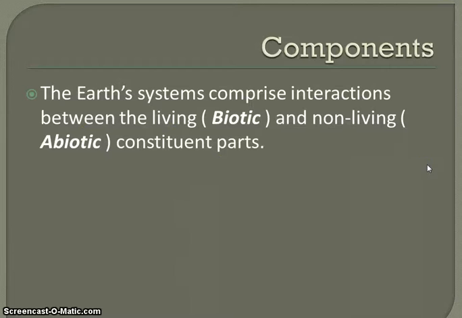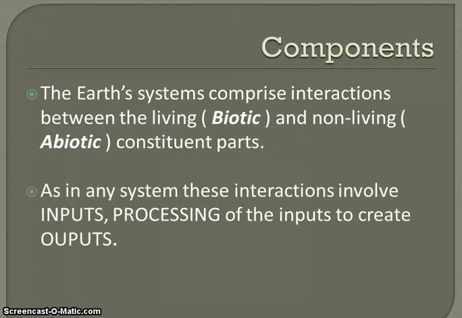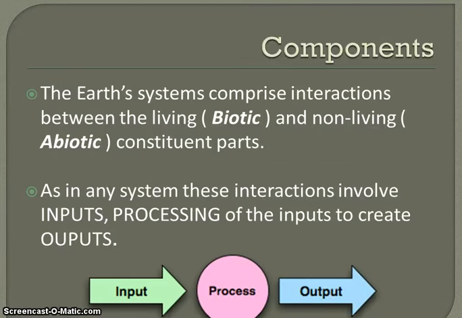When we look at the Earth as a system, we are also looking at non-living or abiotic parts in addition to the living parts. And as with all systems, we're going to have inputs and outputs and processing of those inputs within the system. So most systems are going to follow this general pattern: an input, a process, and an output.